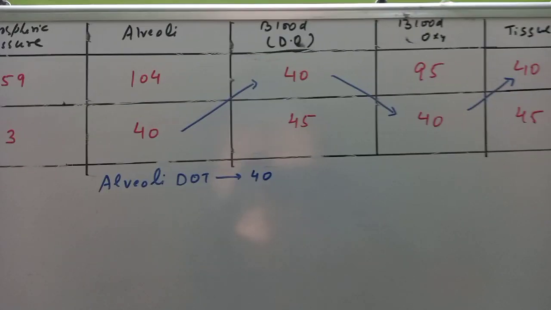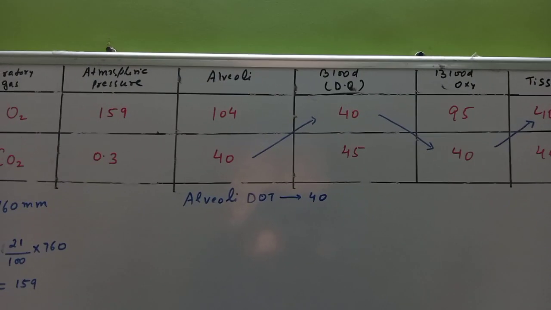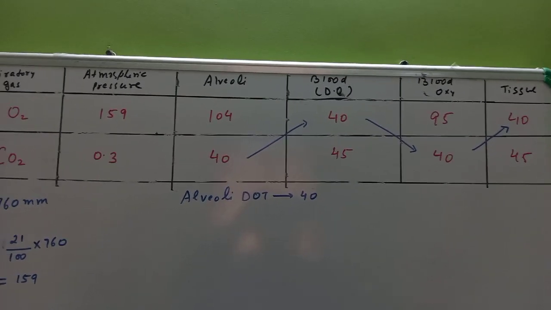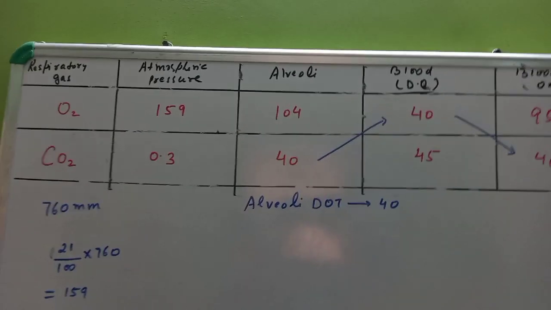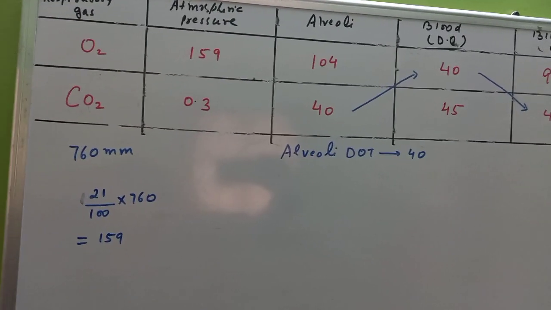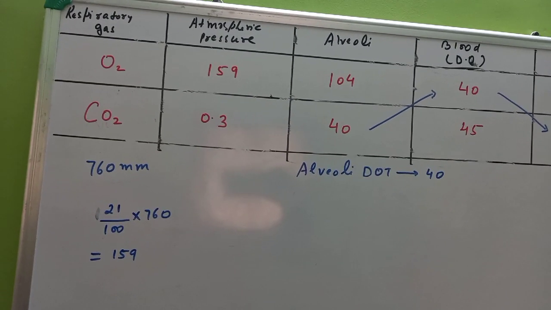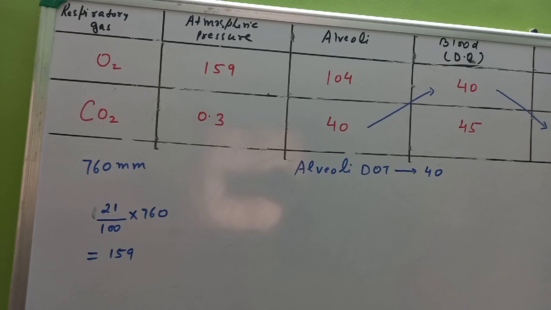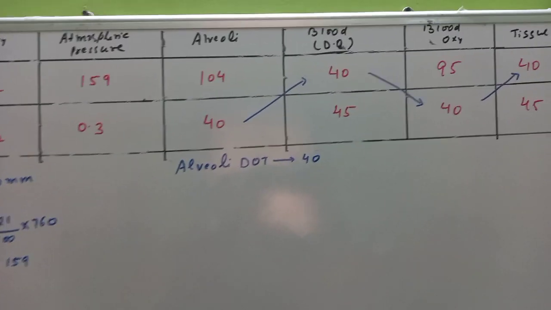So in this way we can learn this. And we all know that the wall of alveoli is thin, and it is made up of squamous epithelium, the endothelium of the alveolar capillary, and a basement membrane. How it is made up, I am going to tell you that also.